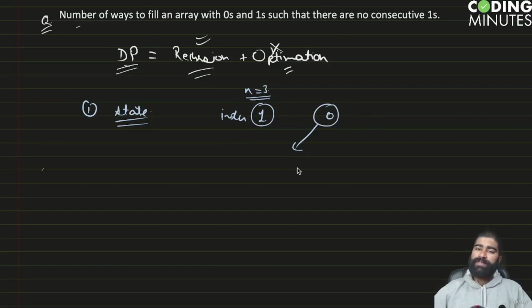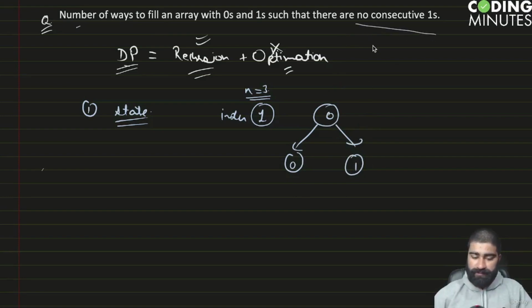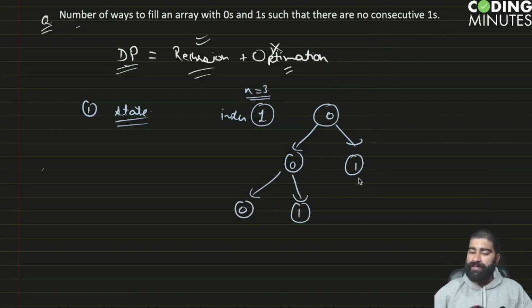So what numbers can I place in the second place? I can place 0 as well as 1, correct? Because the only condition is that there are no consecutive ones. If I place 0 in the second place, in the third place I can place 0 as well as 1. But if I placed 1 in the second place, I can only place 0 in the third place, right?